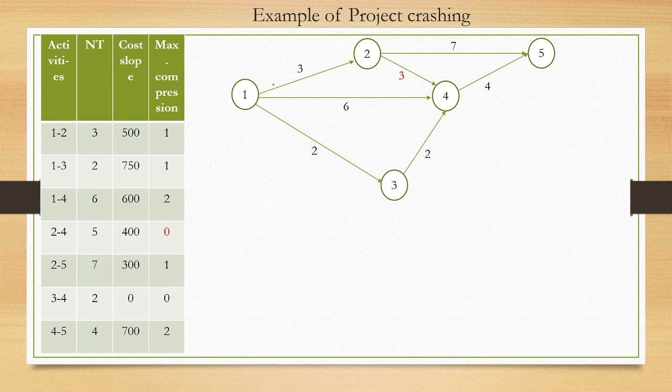Now you will see that there are three critical paths. One is 1 2 5, 3 plus 7, 10. Another one is 1 4 5, 6 plus 4, 10, and one more is 1 2 4 5, which is 10. And the last path is 1 3 4 5, and the duration is 8. So now we have three critical paths. As I have mentioned in the procedure, when there is more than one critical path, you have to reduce the critical activities from all the critical paths simultaneously.